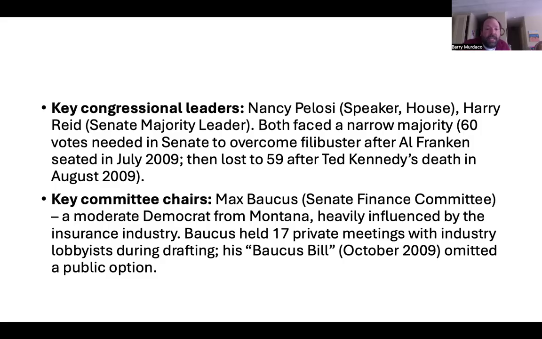Besides the congressional leaders, you have key committee chairs within the Congress that, like I already said in a previous class, shaped the legislation. You had Max Baucus, Senate Finance Committee, a moderate Democrat from Montana, heavily influenced by the insurance industry. Baucus held 17 private meetings with industry lobbyists during drafting. Private meetings. So, you don't know what was going on within these meetings. His Baucus bill in October 2009 omitted a public option. So single payer off the table, public option now off the table as well.